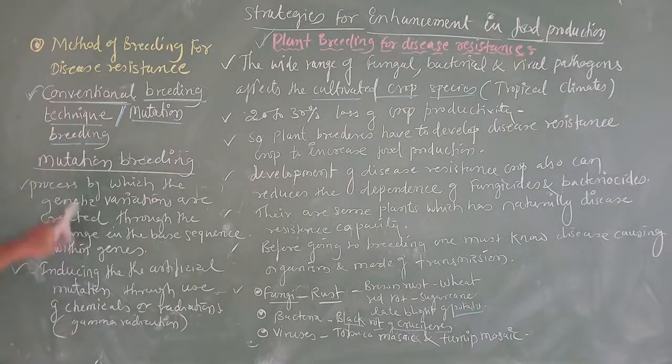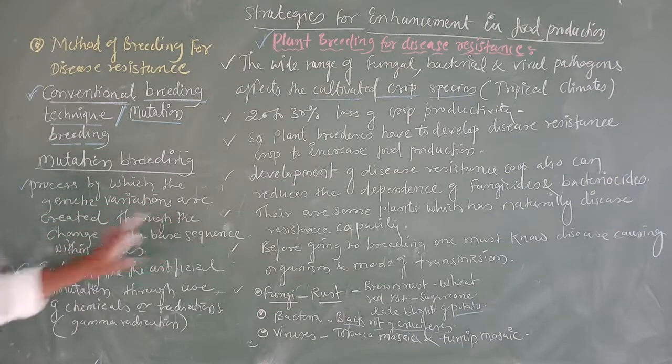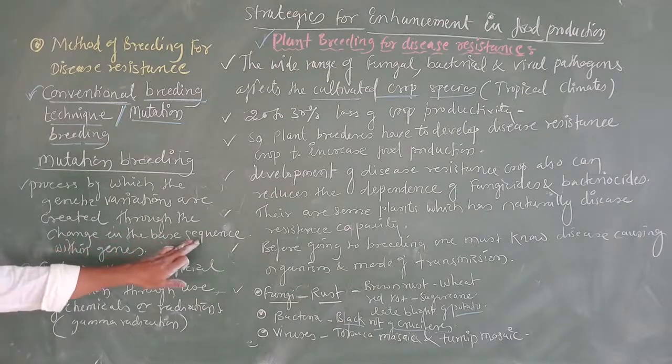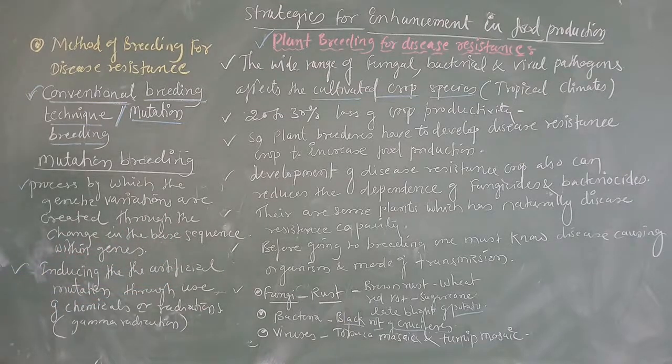So mutation breeding is nothing but the process by which genetic variations are created through the change in the base sequence of the gene. A particular gene has a sequence. We are going to change that sequence to get the desirable gene, in the sense, what we want.